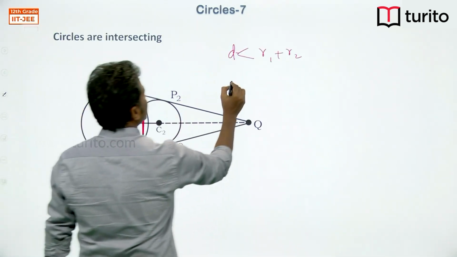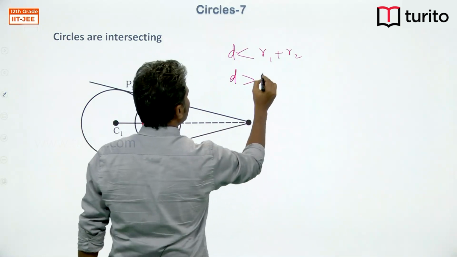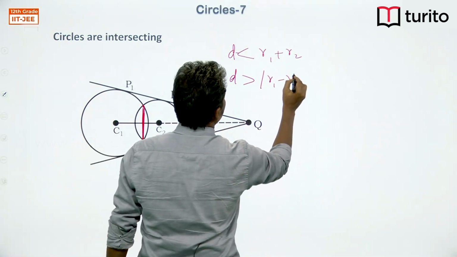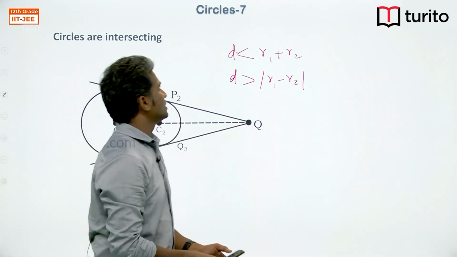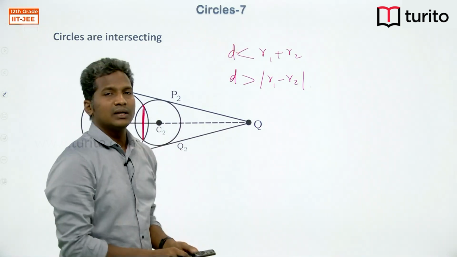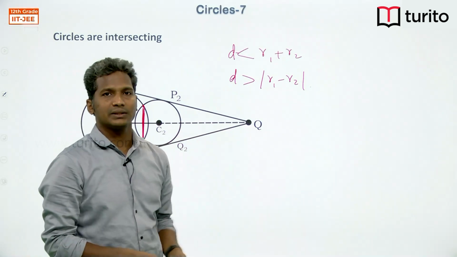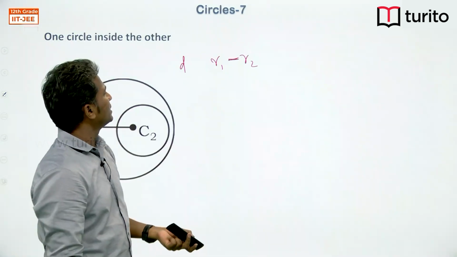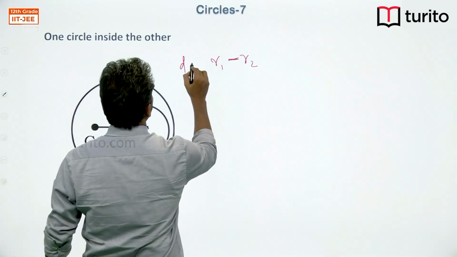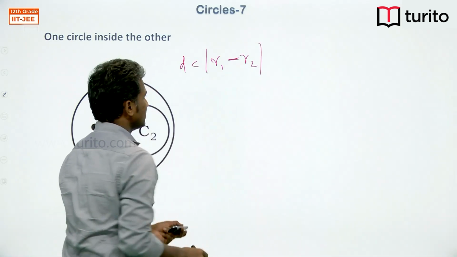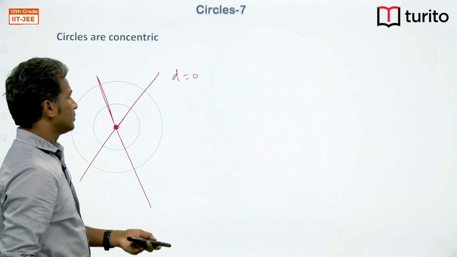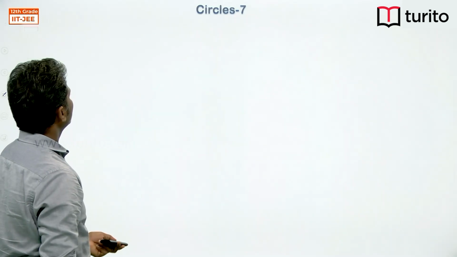In this case, we can also put another condition that d must be greater than mod of r1 minus r2, because if we put only one condition, it does not guarantee the situation. So we have to put another condition. This way we can derive the conditions. For this, d must be less than this, and for this, d equal to 0. Now let's complete the table.